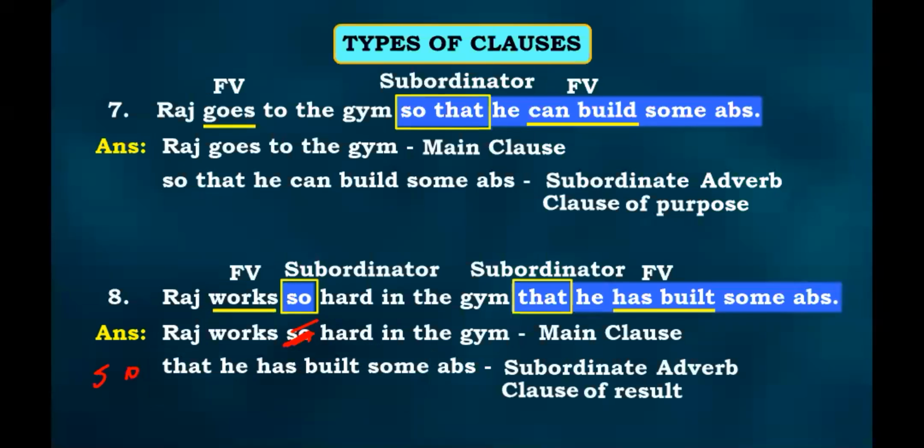Okay, so Raj works hard in the gym. He has built some abs. Okay, तो ये first action का result क्या हुआ? That he has built some abs. I'll give you another example. I was so happy that I jumped with joy. I was so happy. मैं इतनी खुश थी, उसका रिजल्ट क्या हुआ? मैं खुशी से नाचने लगी. Correct? Did you get this very properly? Guys, any doubts here?